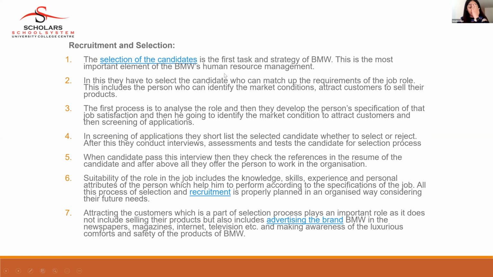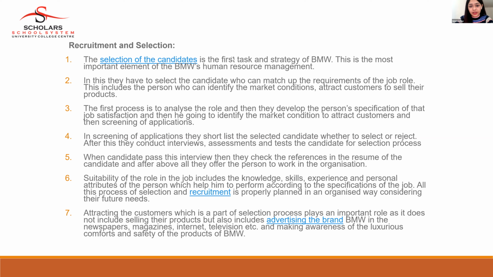Of course, this is the first and foremost important task for any human resource manager and for any organization. So they select candidates who can match the requirements of the job role, which is specified in the advertisement. The first process is to analyze the role, and then they develop the person specification. Human resource managers of BMW pursue a person specification method where they put together the type of people they are looking for, what kind of attributes they are looking for in a candidate.